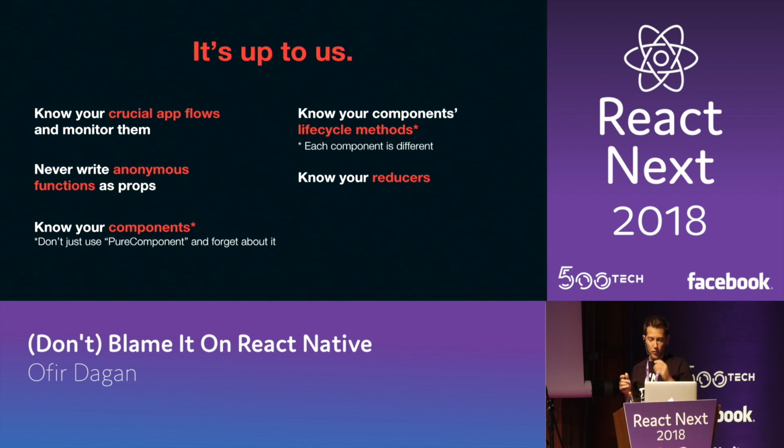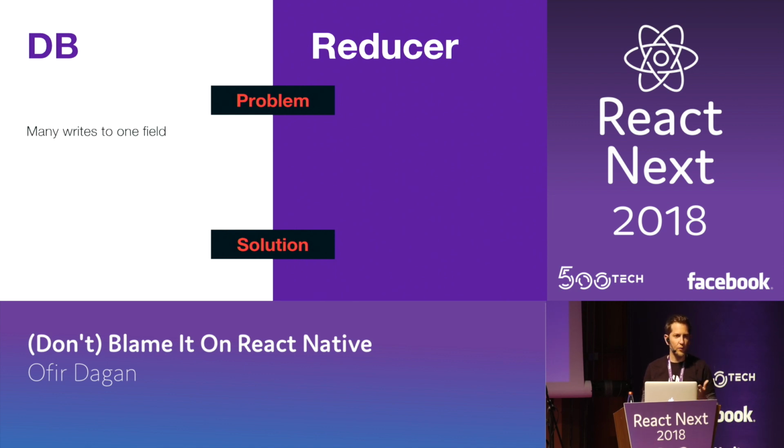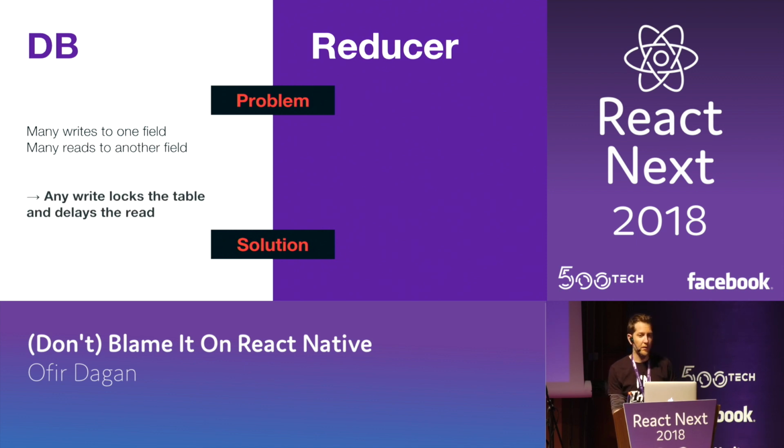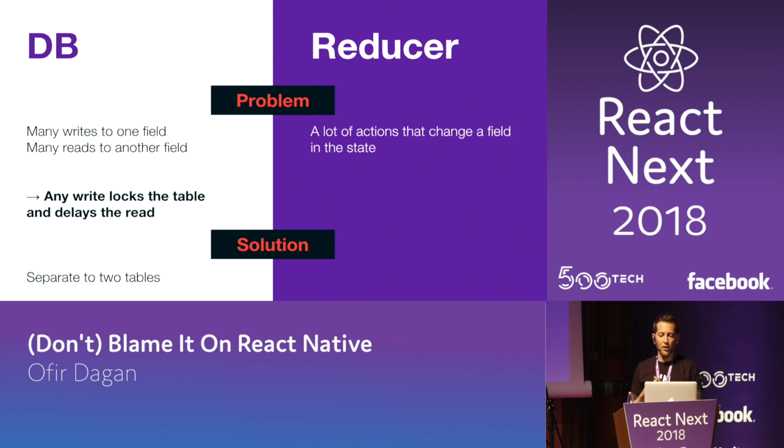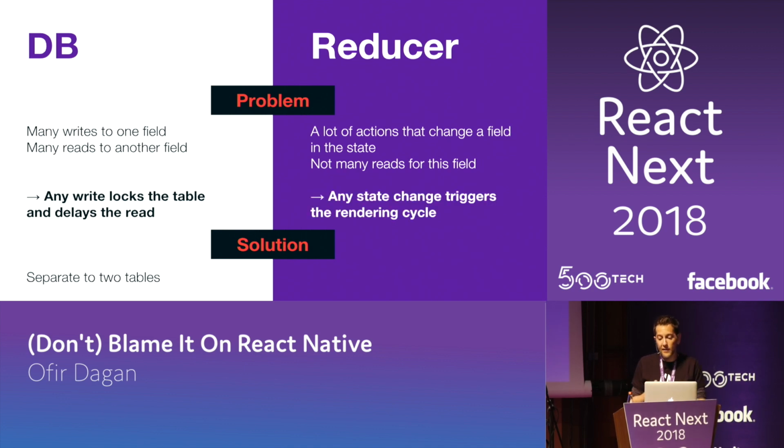For those of you who are familiar with Redux, I have a really cool analogy between reducers and databases. Let's start with the database. Say we have a table with many writes to one field and many reads to another field on the same table. The problem is that any write locks the table and delays the read. The solution is to separate into two tables. Now in the reducer world, say we have a lot of actions that change a field in the state, which can also be an inner field of some object, but not many reads of this field. Any state change triggers the rendering cycle and might slow your app. The solution here is also simple: separate into two reducers and combine them when needed.